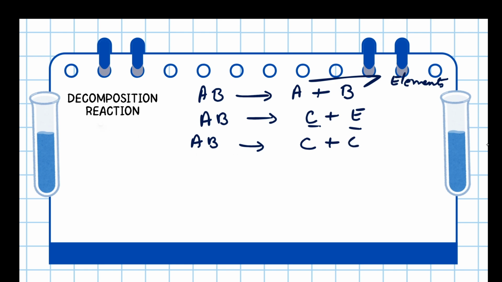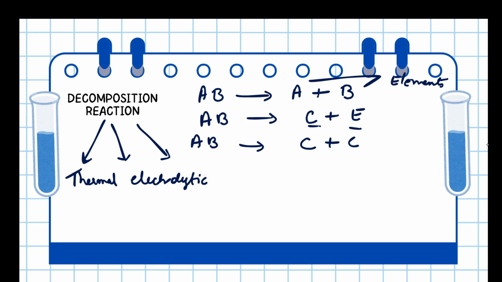Now under decomposition reactions we will be seeing three types of decomposition reaction. Firstly, it will be a thermal decomposition reaction. Then we are going to see the electrolytic decomposition reaction. And lastly, we will be seeing the photochemical decomposition reaction.